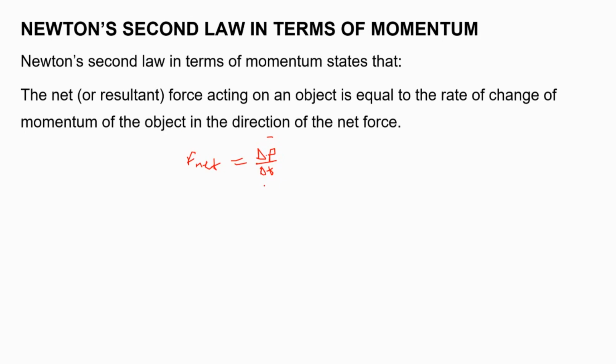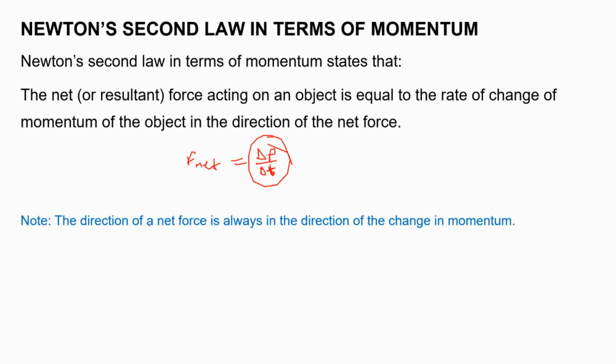This is the rate of change of momentum. So the net force acting on an object is equal to the rate of change of momentum of the object in the direction of the net force. The direction of the net force is always in the direction of the change in momentum.